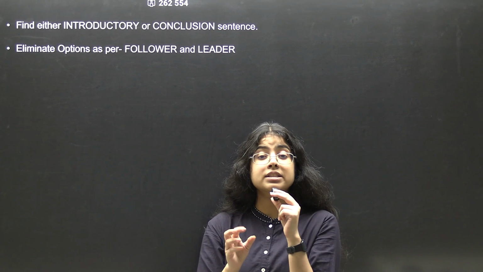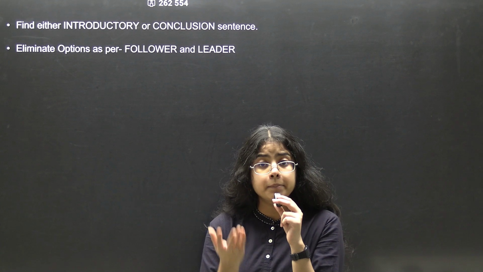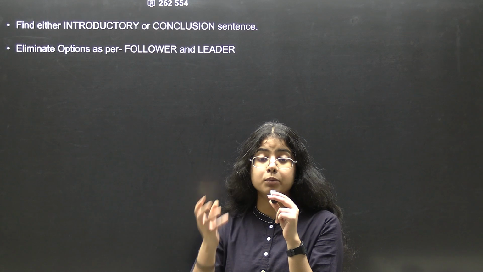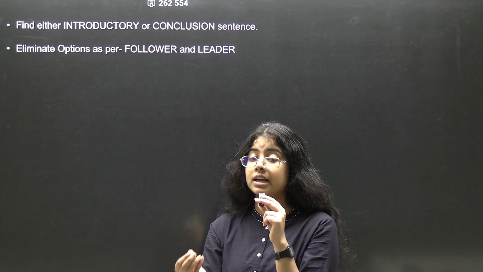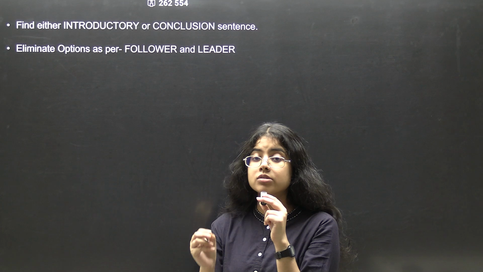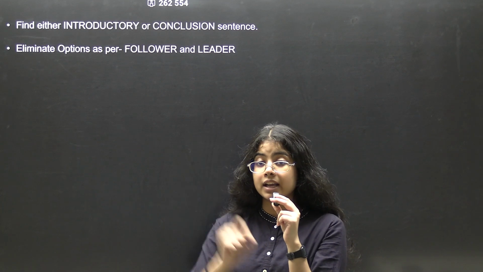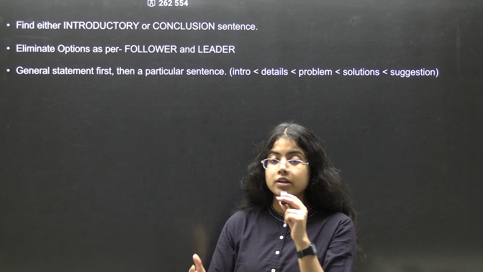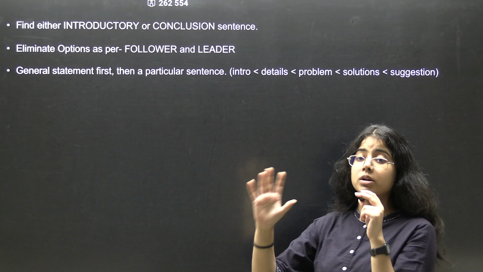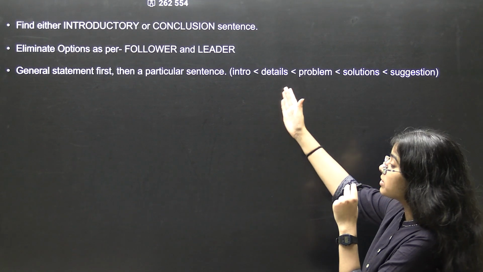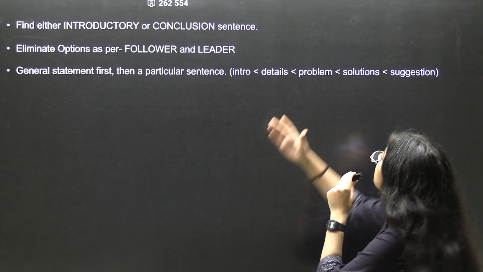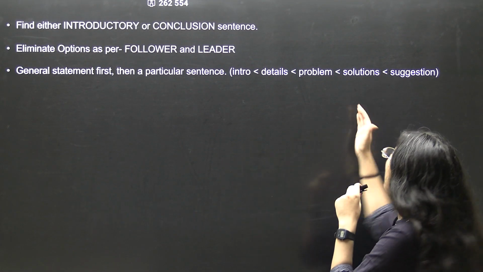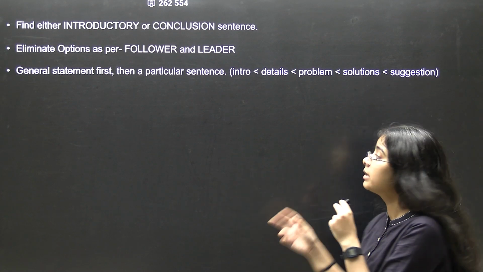Okay, meaning there are some statements with which you cannot start a sentence at all. For example, because, for example, as, for example, these pencils. Which pencils? Which noun is the pronoun pointing to? Okay, so certain things are mere followers of leaders. If you find that, you can easily eliminate options based on that. General statements come first and then the particular sentence. The usual flow is intro, then a bit more detail about the main subject matter, then comes the problem, then if there is a solution, it comes after the problem, and then there are suggestions or examples.